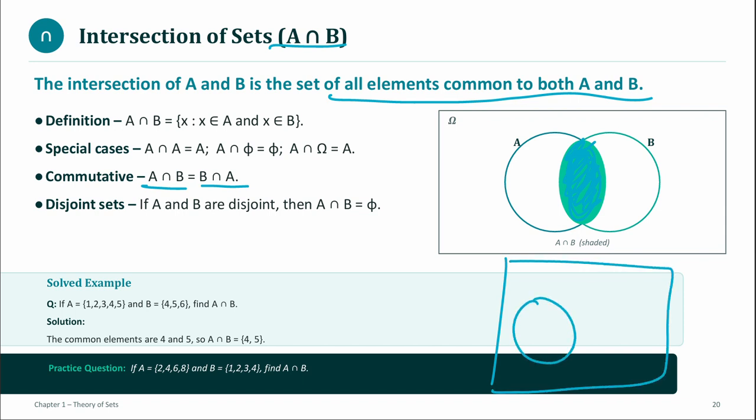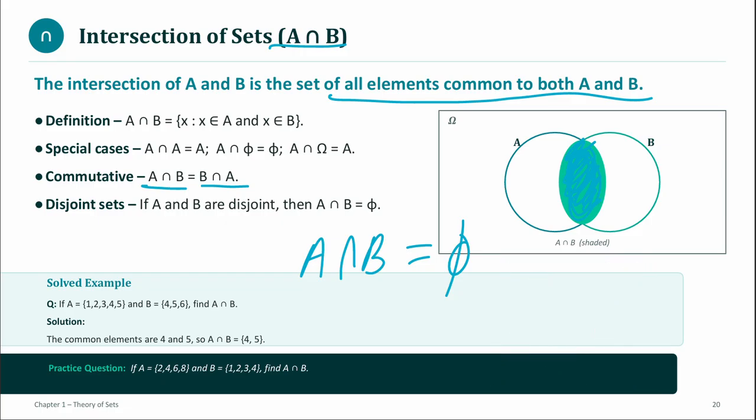Something like this. So the intersection between them is phi. A intersection B is equal to phi. That means they have no common region. They have no elements which are common to both A and B sets. Okay. Let us solve this example right here.